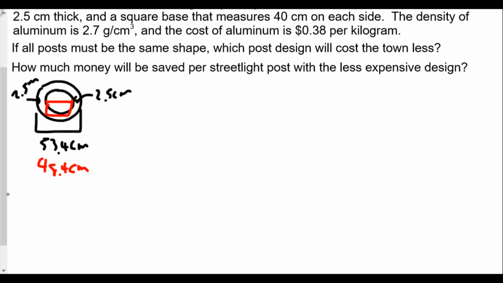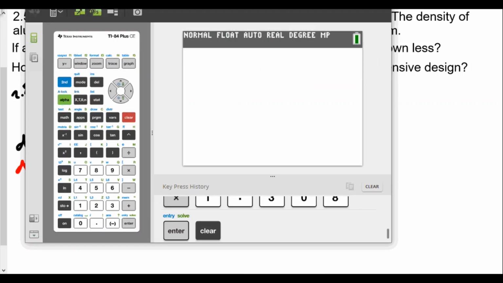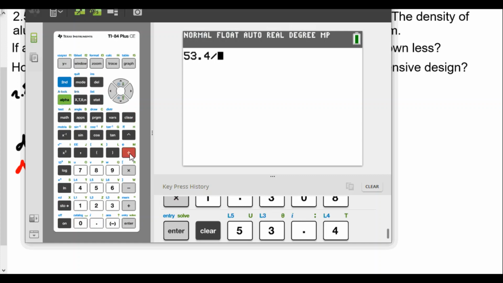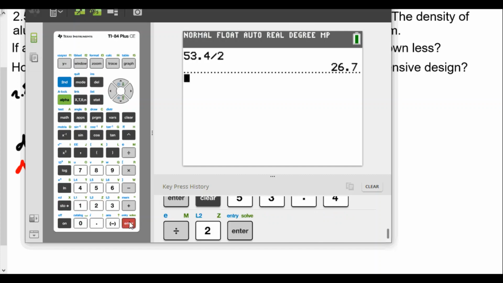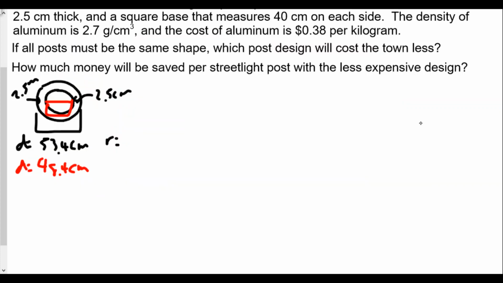All right, so what we're going to do now is find the volume of each cylinder. So this is the big diameter, and this is the small diameter, which means the big radius has to be, let's see now, let's take this diameter of 53.4 and divide by 2 to get 26.7. Okay, so let's put it down, 26.7. And so the small radius will be half of 48.4, which is 24.2 centimeters.